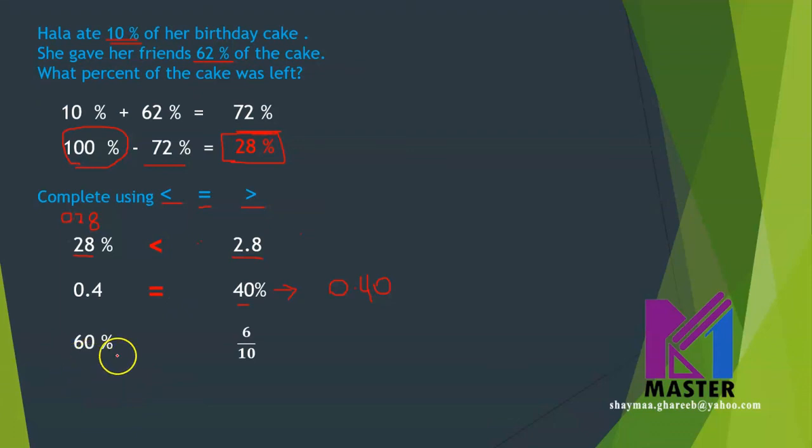What about 60% and 6/10? So 60%, if I want to change it into a fraction, it will be 60/100. Okay, so 60/100, if I simplify it by dividing by 10 up and down, it will be 6/10, which means both are equal.